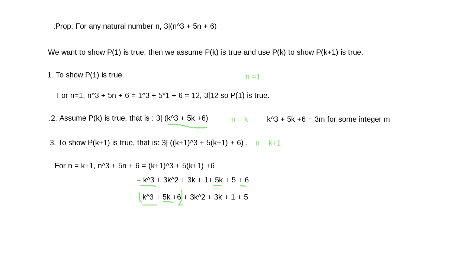So now let's write these terms as 3m, then add the rest of it. I have 3k squared plus 3k, and 1 plus 5 is 6. And now let's factor out 3. That's 3 times m plus k squared plus k plus 2. Bingo, right?